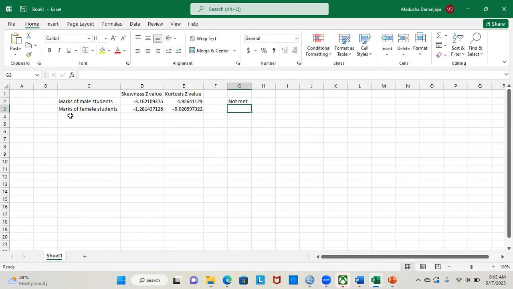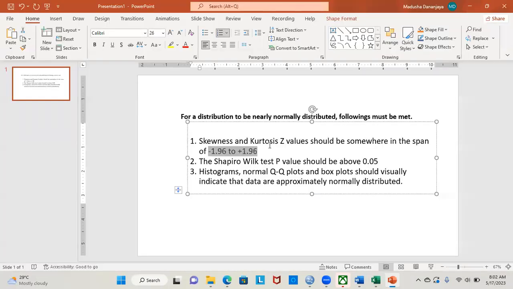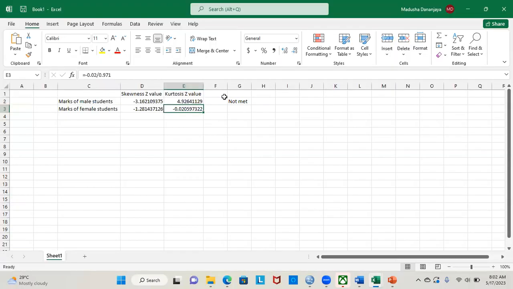Second one, marks of female students. Skewness Z value minus 1.28. It is in between minus 1.96 and plus 1.96, so it is okay. Kurtosis Z value minus 0.02 is also in between minus 1.96 and plus 1.96. So no issues, here the criterion is met.